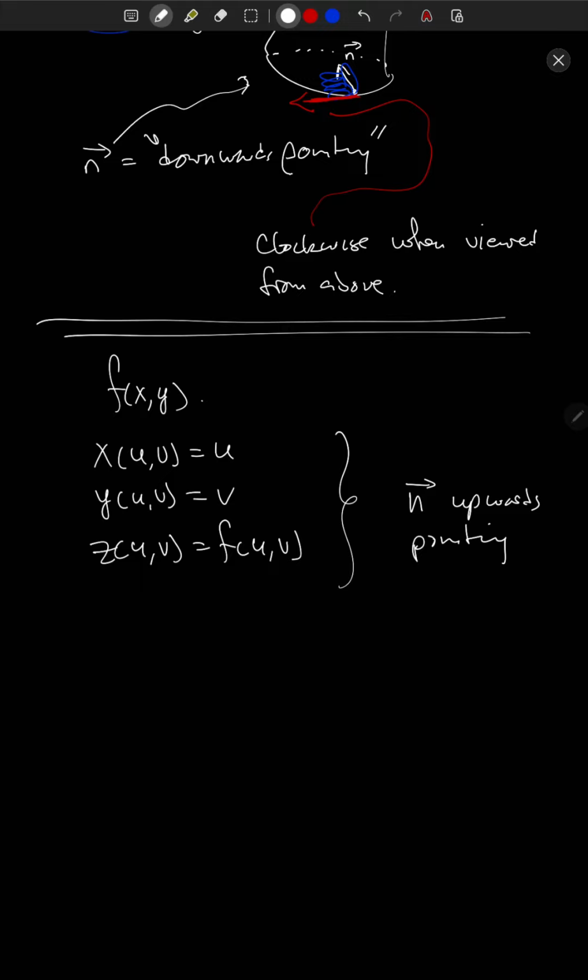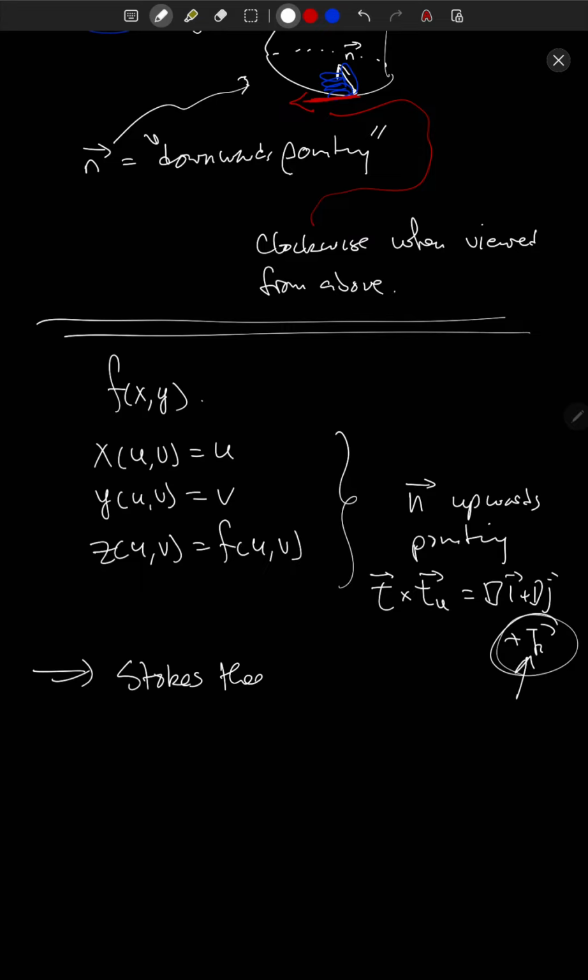All right, and you can literally calculate this yourself. I think we did it actually in the last section. So this was equal to something i plus something j, minus f sub u, minus f sub v, and then plus 1 times k. So it's upwards pointing because it's 1 times k, a positive number times k. That means if you're going to do Stokes' theorem, you should be using counterclockwise.